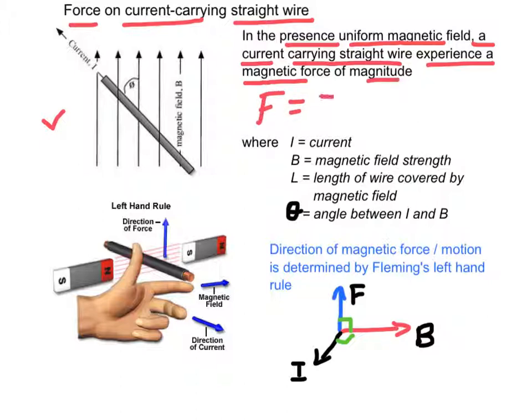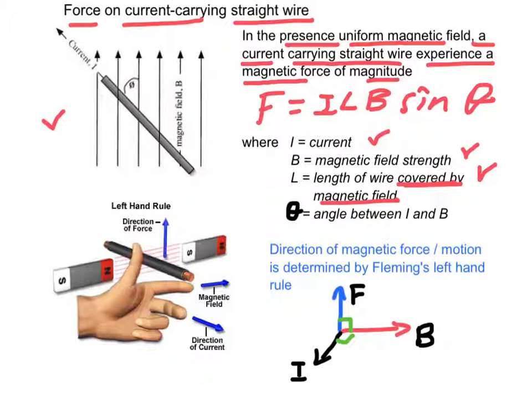equal to ILB sine theta, where I is the current, B is the magnetic field strength, L is the length of the wire covered by the magnetic field, and theta is the angle between current I and magnetic field lines B.